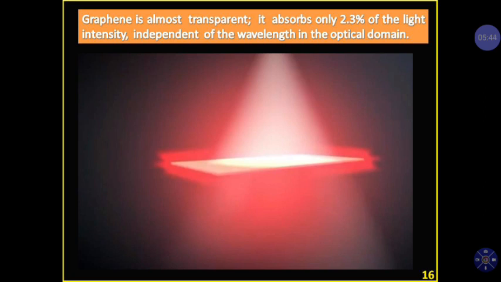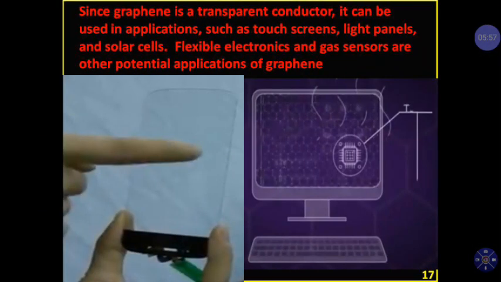97% of light is transparent through graphene. It absorbs 2.3% of light intensity. Because of this property of graphene, it can be used in manufacturing of touch screens, light panels, gas sensors, etc.